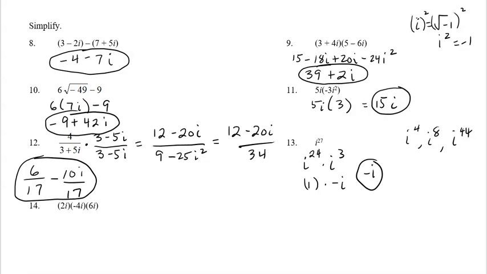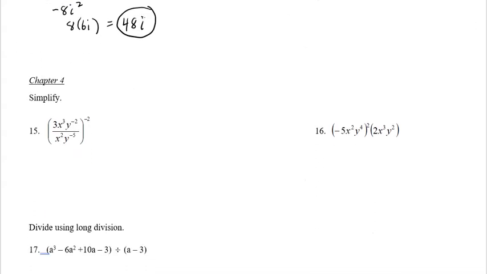And then number 14, you could just take these two at a time. 2i times negative 4i is negative 8i squared. But once again, i squared is negative 1, and negative 1 times negative 8 is 8. And then just bring down the times 6i, and you end up with 48i. Okay, so that takes care of 14.